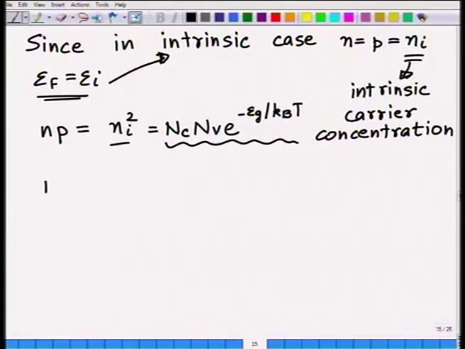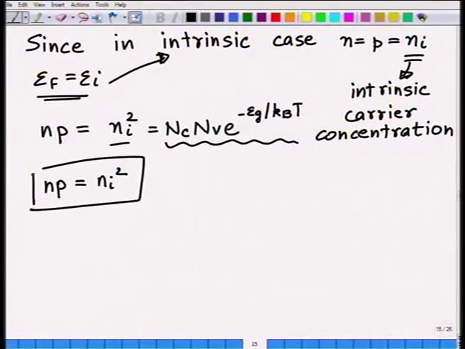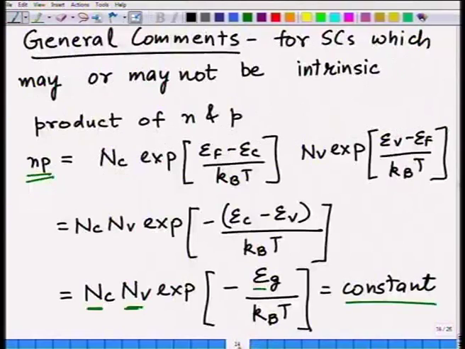This product np is ni squared, whether or not the semiconductor is intrinsic. In the case of intrinsic, it is indeed ni squared, that is obvious, but since the product np is constant, it is the same whether it is intrinsic or not. Since it is constant, and in the special case of an intrinsic semiconductor it is ni squared, in all cases it should be equal to ni squared.